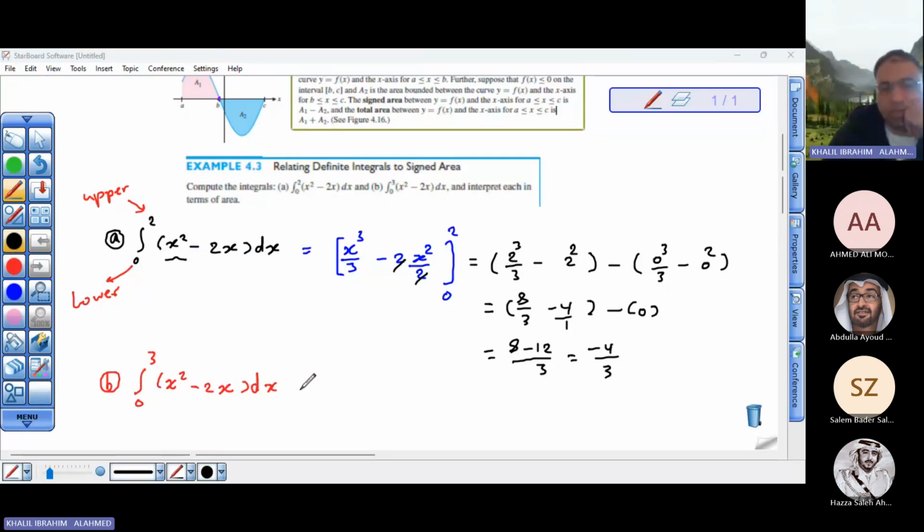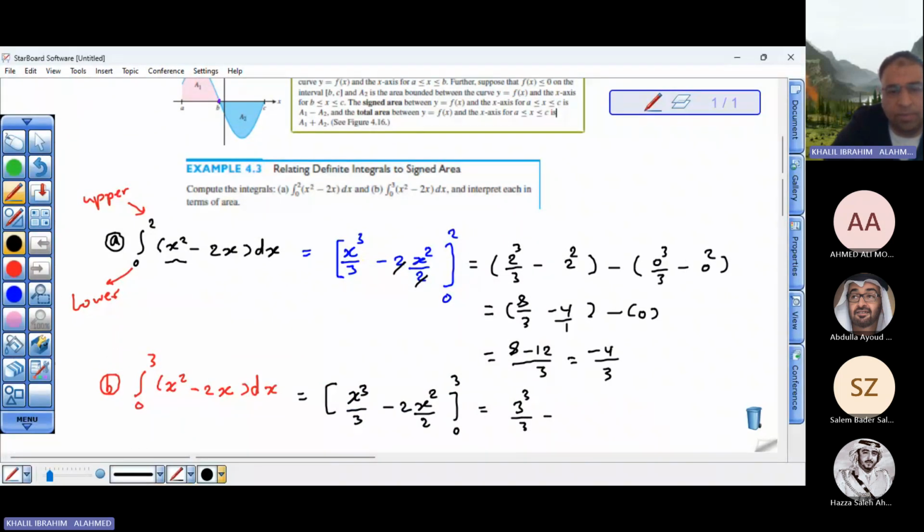This is equal, also in the same way, to x to power 3 over 3 minus 2x squared over 2, from 0 to 3. Then substitute in the upper minus the substitution in the lower. Okay, as you see here, this is 3 to power 3 over 3 minus, because here we can do cancellation.